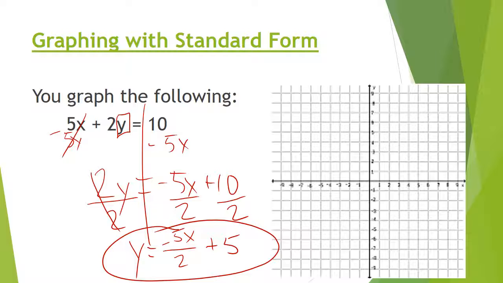So my y-intercept is 5. So I go up to 5 this time. Put a dot. My slope is negative 5. So I go down 1, 2, 3, 4, 5. And to the right 2. Always go to the right. And done. Good? So if it's ever written like this, you can't just go ahead and graph it. It's got to be y alone to graph.